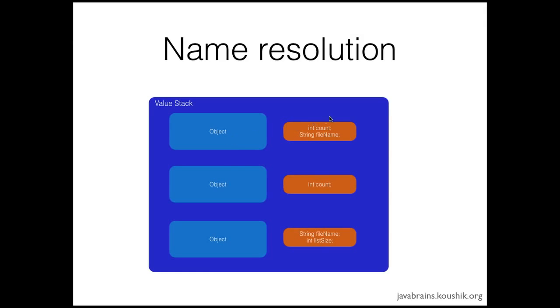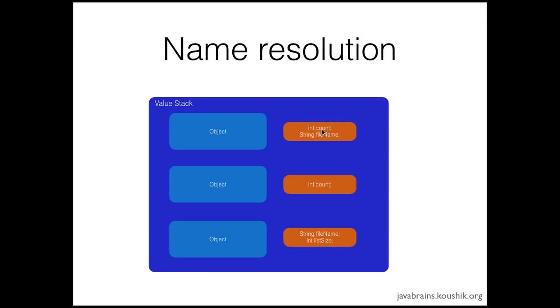So again, let's say I want to access the count of this object. Instead of doing a value stack dot first object dot count, I just do a value stack dot count. So what this does is it just goes from the top down, takes this object, sees if it has a count. Yes, it has a count. It returns this value.